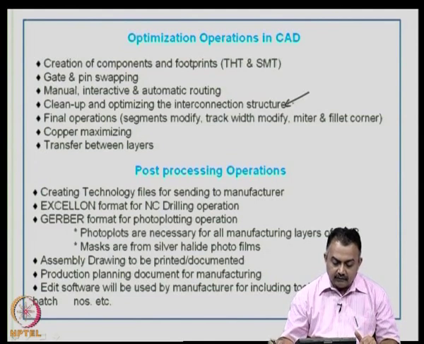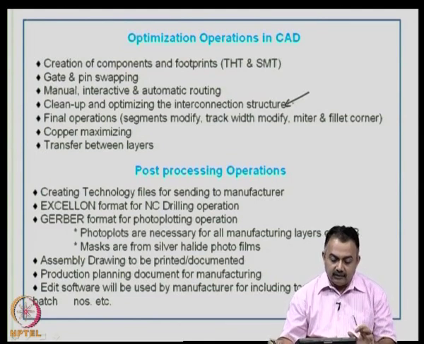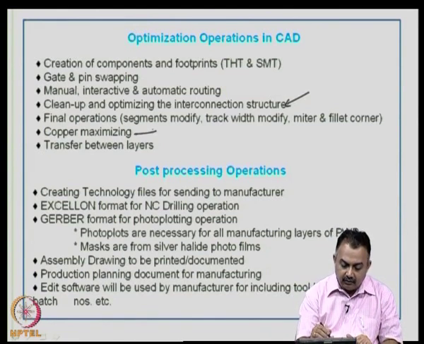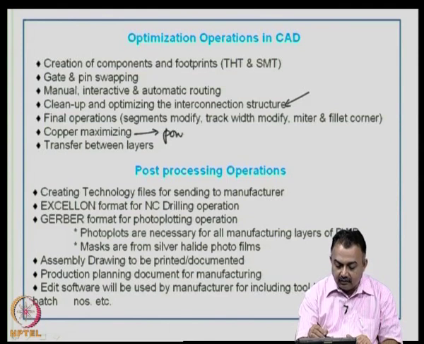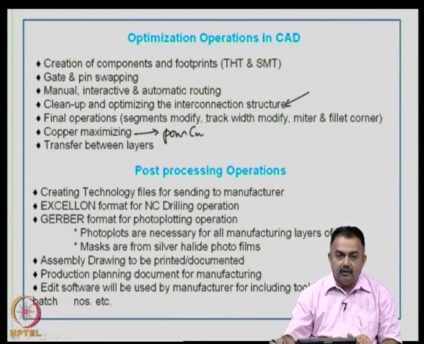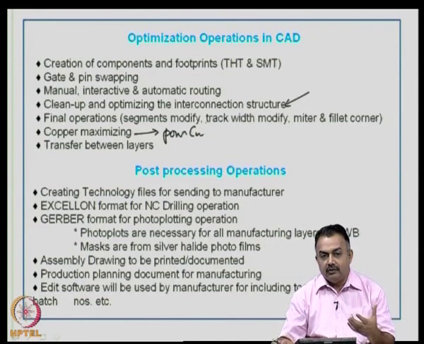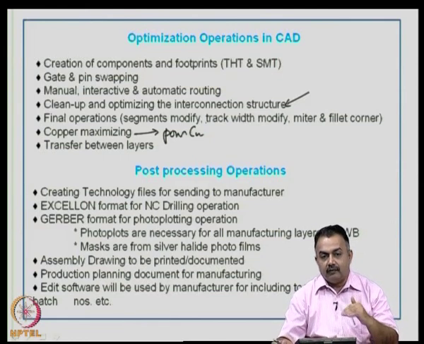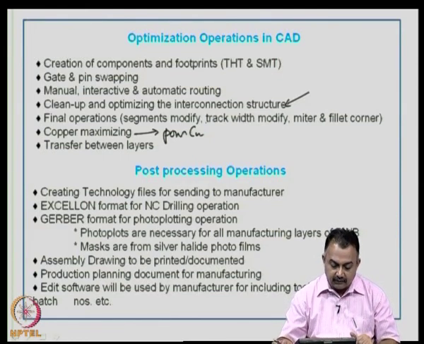So, the final operations will be, you can modify the segments manually, you can modify or change the track width later without going back to the schematic. So, mitering and filleting the corner can be done, copper maximizing. In some cases you want to pour copper in the inner layers, we call it pour copper, because you are adding more copper to fill a certain area that can act as a heat sink, ground plane. Transfer between layers, you can move tracks from one layer to the other in post processing.